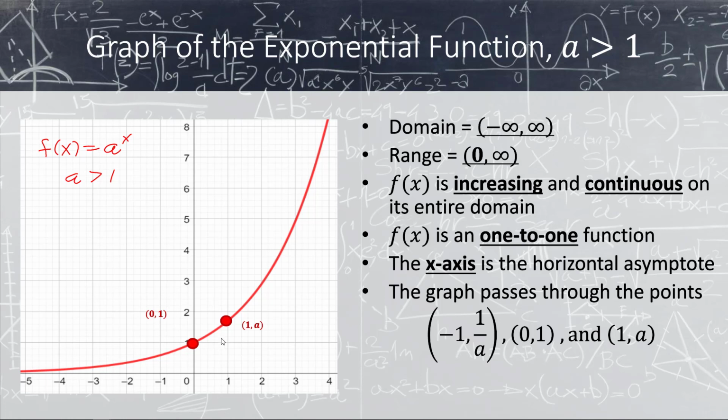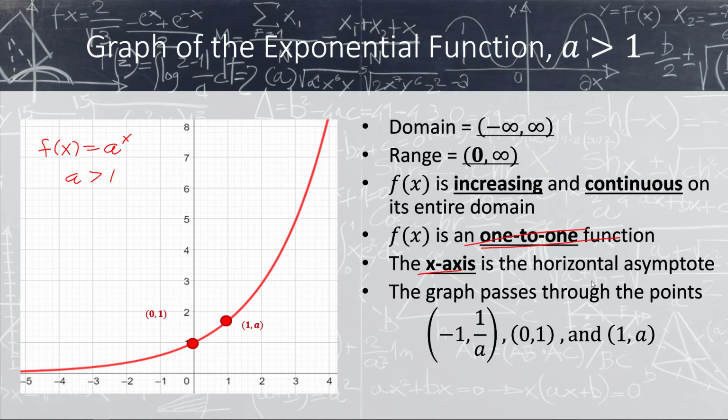Furthermore, we can see that this function is increasing. It is always going up. It is never constant and never changes direction. So it is increasing and it is continuous. And since it's always increasing and never changes direction, it is a one-to-one function. Also notice that as x approaches negative infinity, the function approaches 0 but never quite reaches it. As a consequence, the x-axis is a horizontal asymptote.